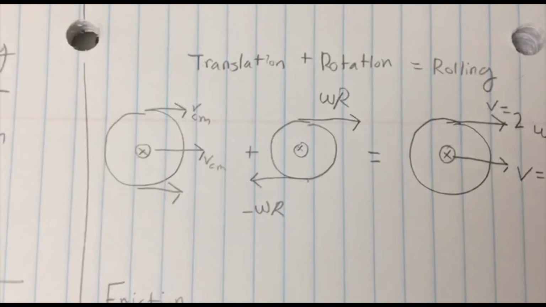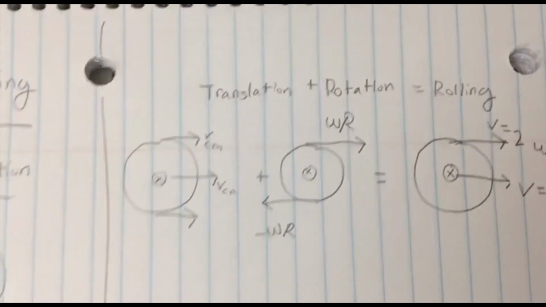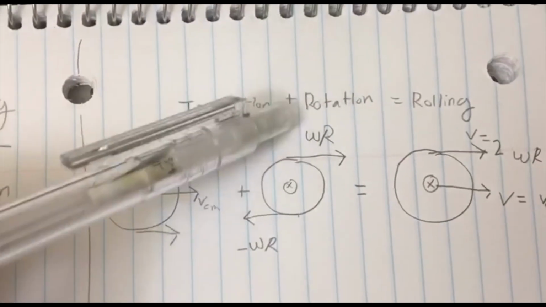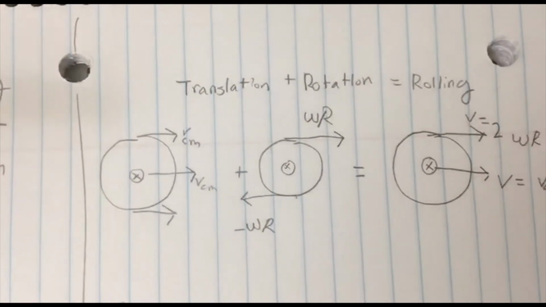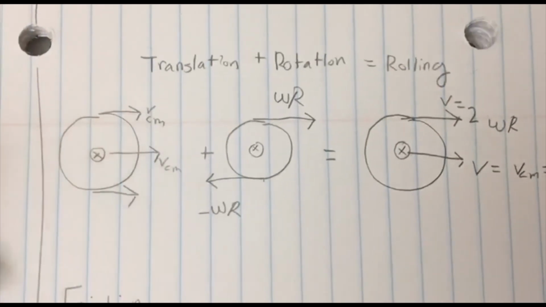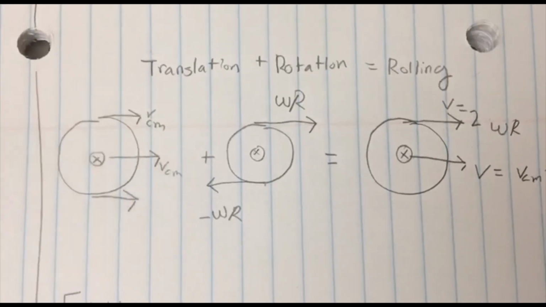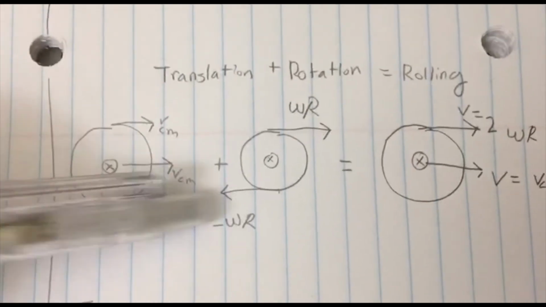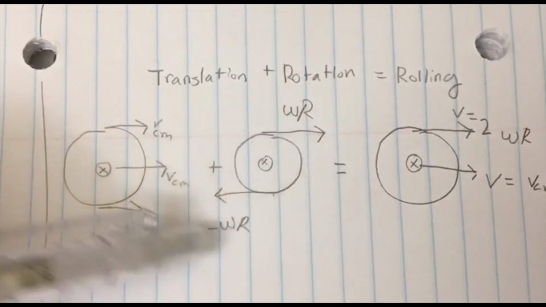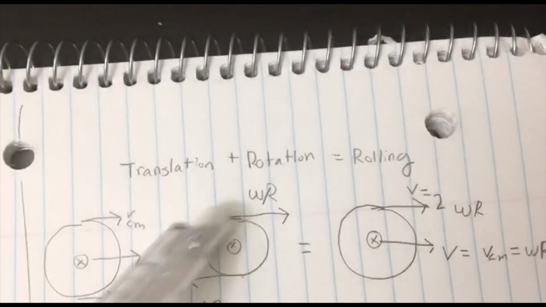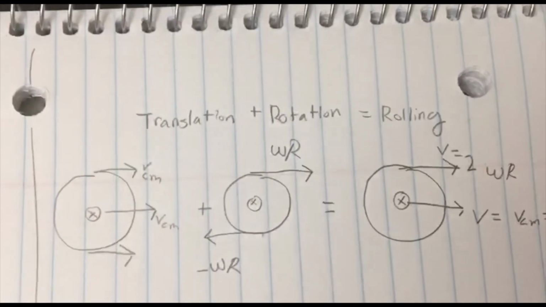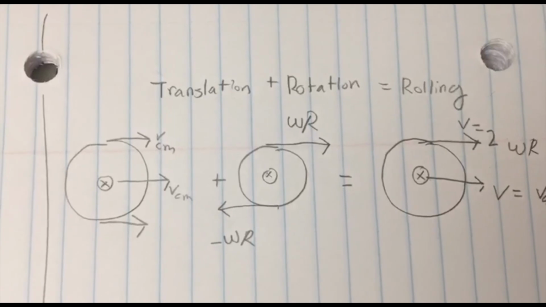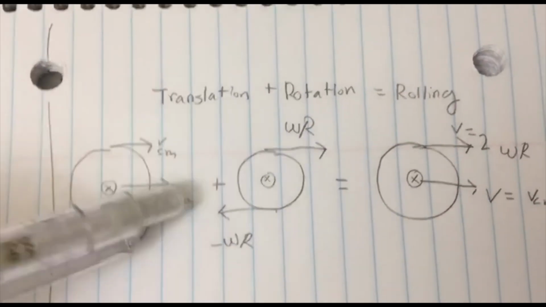As I stated before, rolling is a combination of motion. So translation plus rotation equals rolling. And this diagram shows this part is the translation of the center of mass, where every point is traveling at the same velocity. And in this part, it shows that each point is rotating at angular velocity times r.